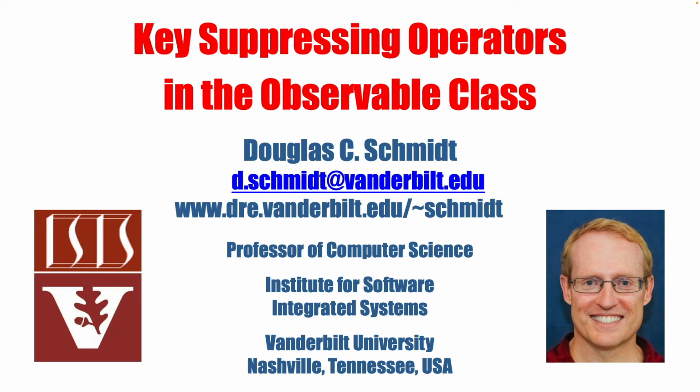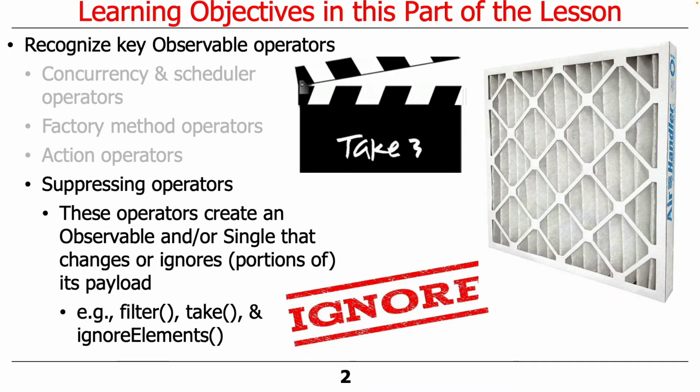Okay, we're now ready to turn our attention to a very curious set of operators, which are called suppressing operators. And these operators create an observable, or also a single, that changes or ignores all of or portions of its payload. And we're going to talk about a couple of interesting examples in this lesson, and then we'll talk about other ones in other lessons.